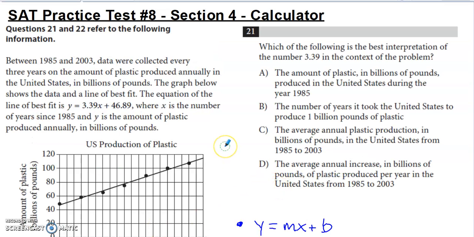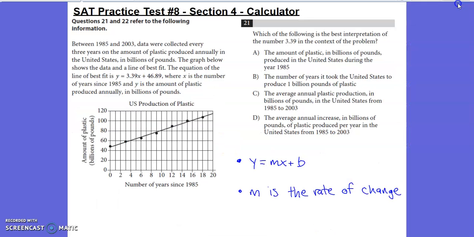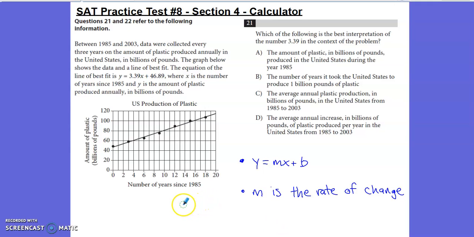Next couple of questions go together. So we've got, let me shrink this a little bit here. So we've got a scatter plot, and they tell us between 1985 and 2003, we've got data collected every 3 years on the amount of plastic produced in the United States measured in billions of pounds. So they've got the scatter plot.